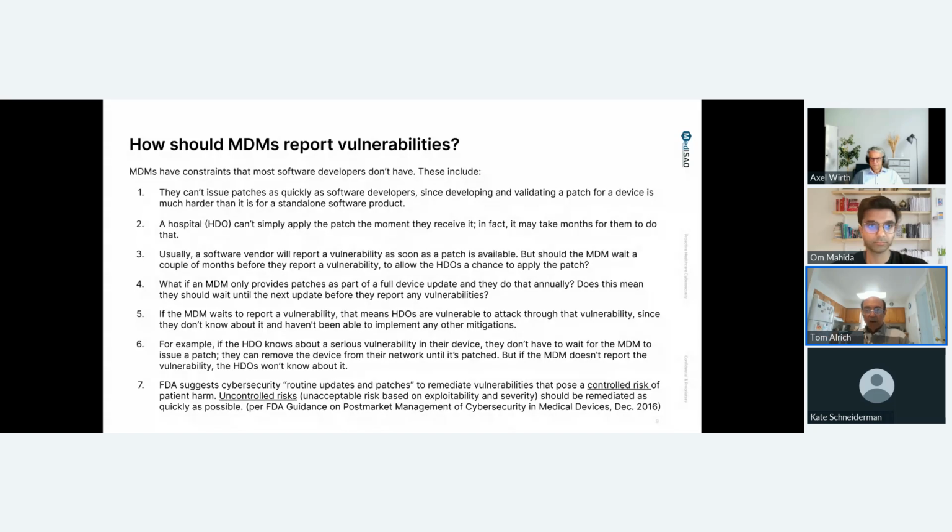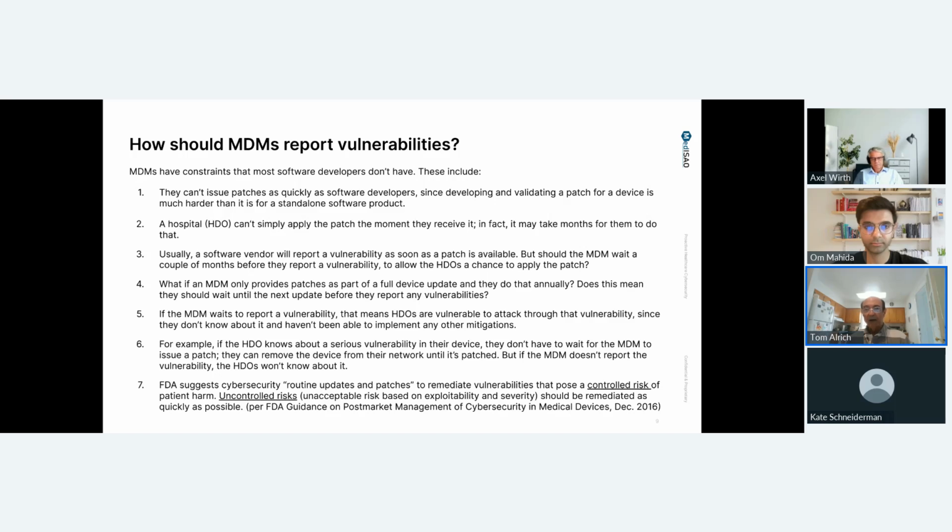So now how should MDMs, medical device makers, report vulnerabilities? Now, MDMs have constraints that most software developers don't have, and that's why I treat them differently. These include that they can't issue patches as quickly as software developers, since developing and validating a patch for a device is much harder than it is for a standalone software product.